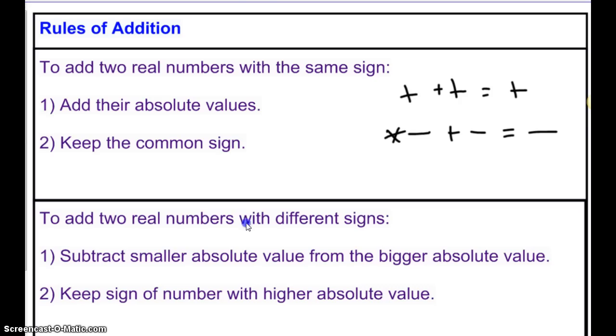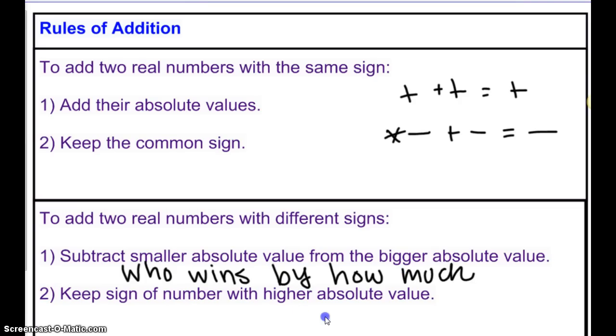To add two real numbers with different signs, subtract the smaller absolute value from the bigger absolute value. You may want to write this, or a lot of you do much better in who wins by how much. When you're writing these, if you change the words of what I do, as long as they mean the same, that's totally cool. This really means who wins by how much. So if you've got a positive and a negative, and the positive is bigger, then you subtract them, and the positives win. If the negative's absolute value, the number part of it, is bigger, then you subtract them and the negative wins.